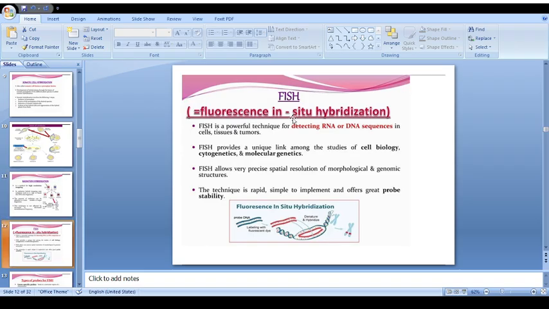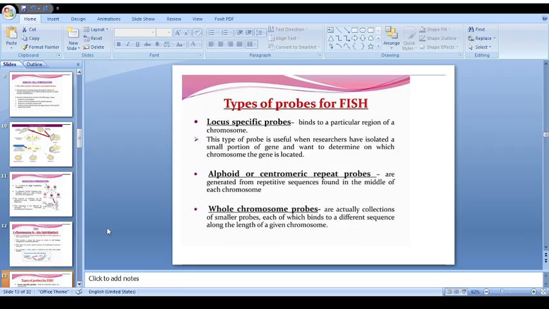The next one is fluorescent in situ hybridization. In short, we call it the FISH technique. It's a powerful technique for detecting DNA and RNA sequences in cells, tissues, and tumors. FISH provides a unique link among the studies of cell biology, cytogenetics, as well as molecular genetics. This provides spatial resolution of morphological and genomic structure. This is a rapid and important technique, and offers great probe stability. In this method we are using fluorescent probes for this purpose. Different types of probes are utilized.